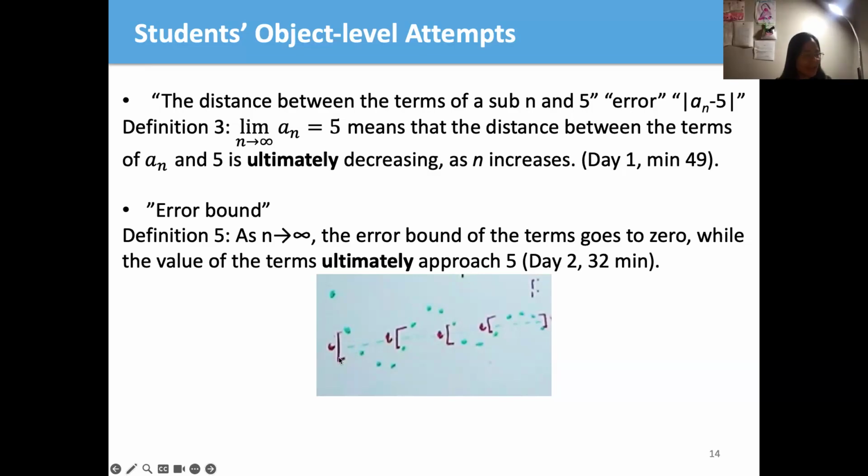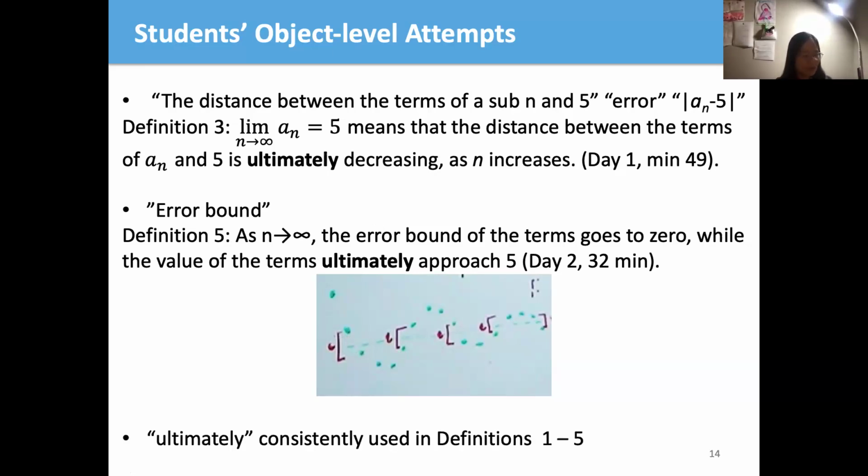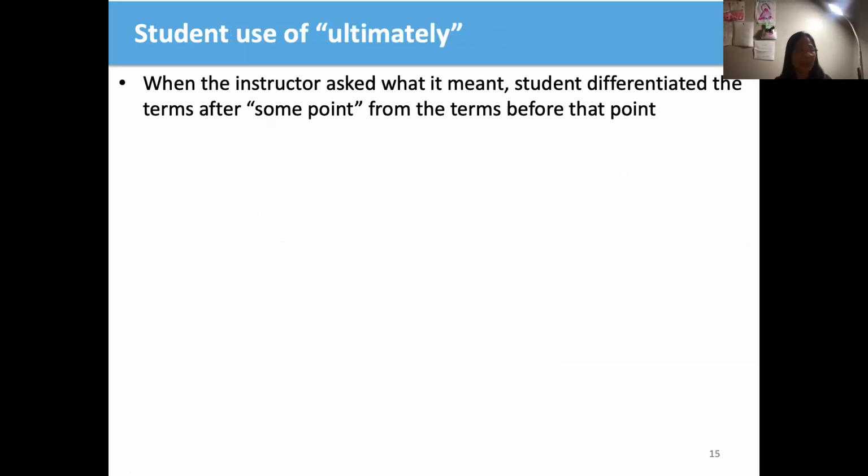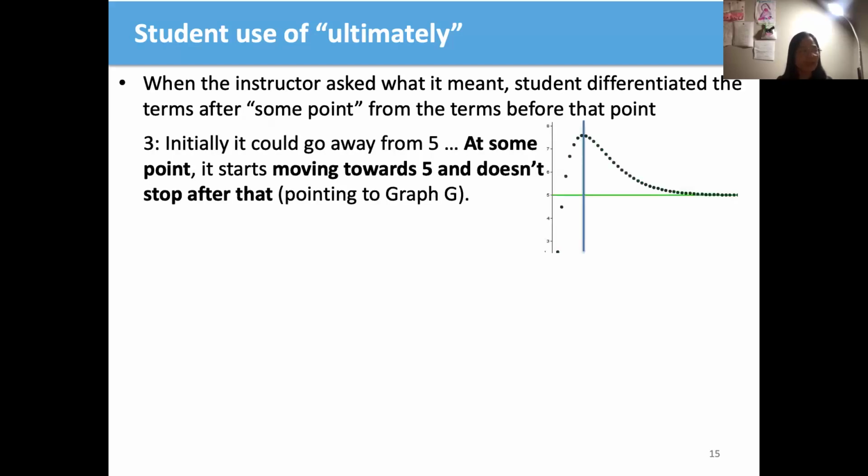They decided this isn't working because some of the graphs don't even have an error bound, so this is not applicable for all the examples and non-examples. But "ultimately approach" still survived in definition 5. So "ultimately" was consistently used in their definitions from 1 through 5. And then when the instructor asked what it meant, they differentiated the terms of the sequence after some point from the terms before that point. For example, student 3 said initially it could go away from 5, but at some point it starts moving towards 5 and doesn't stop after that.